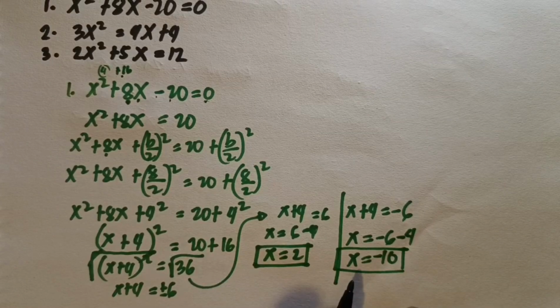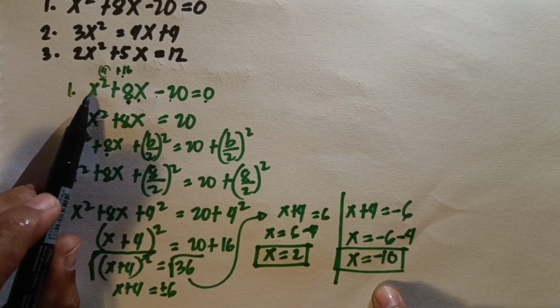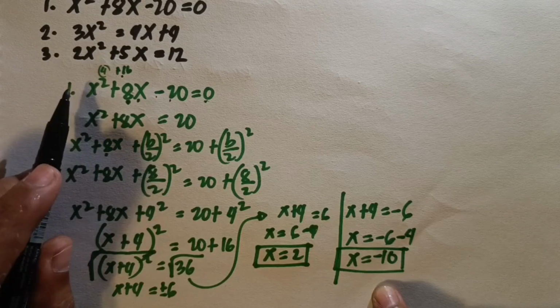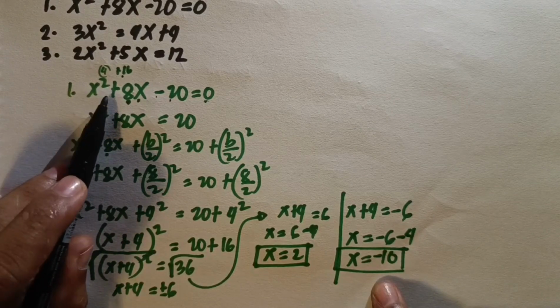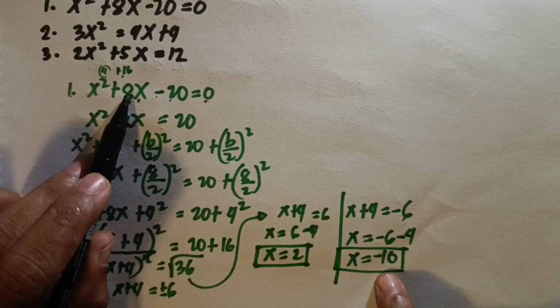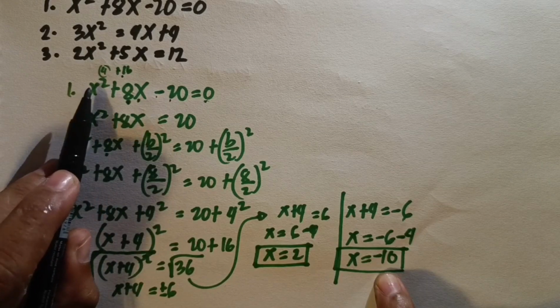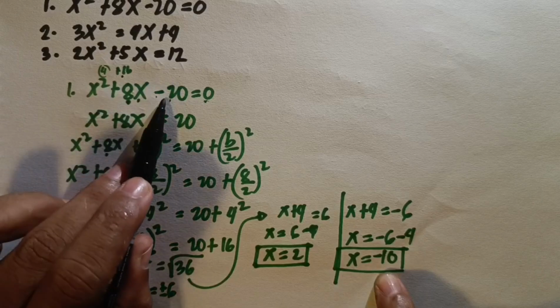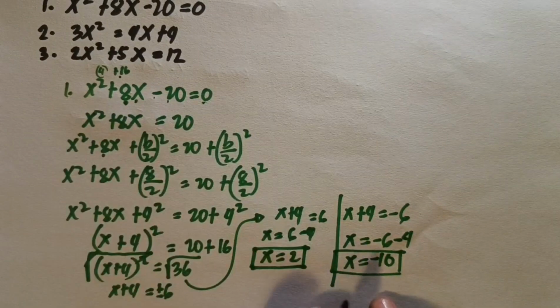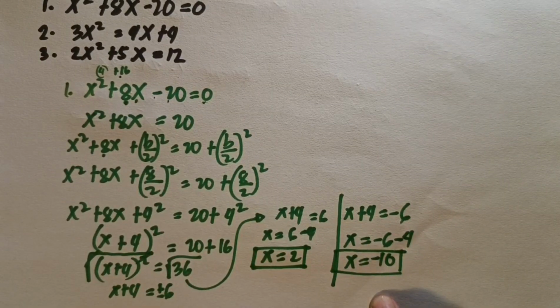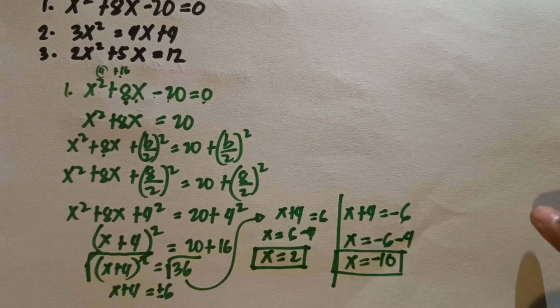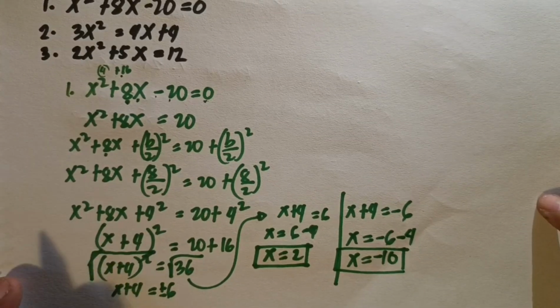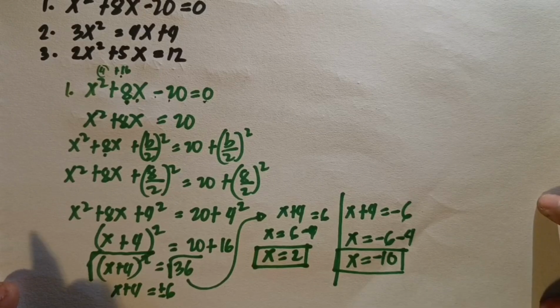Next, x equals negative 10. So the quantity of negative 10 squared is 100. And then plus 8 times negative 10 is negative 80. So 100 minus 80 is 20. 20 minus 20 is 0. Therefore, x equals negative 10 is a correct answer, or it is a solution. Now let us proceed to the second example.